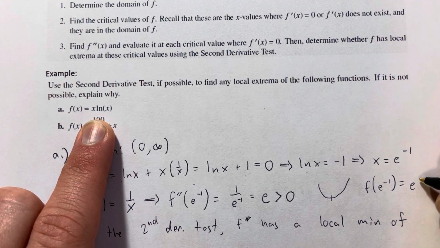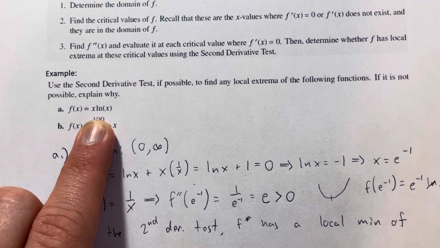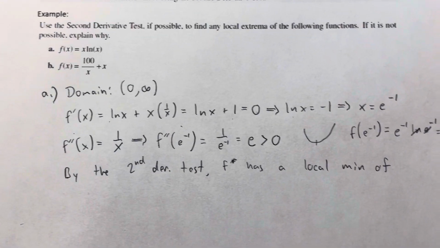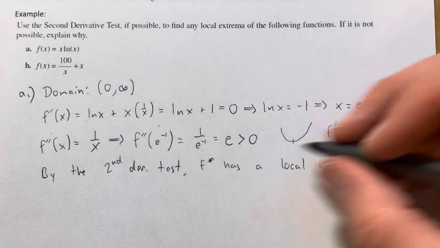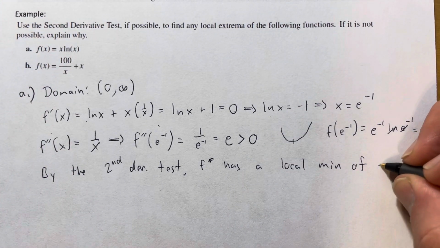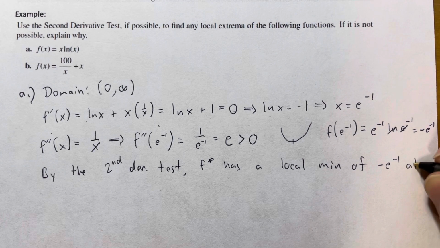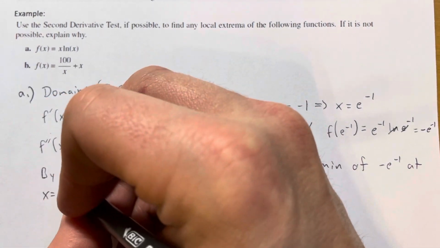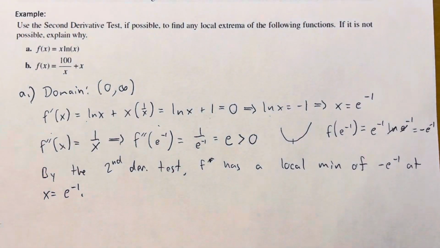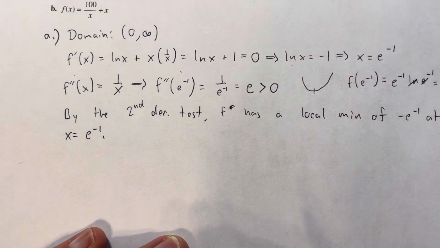So I would say it's equal to e to the -1 times the natural log of e to the -1. Remember, these cancel, and so I'm left with negative e to the -1. So that's the work that I used to get that local minimum. By the second derivative test, f has a local minimum of negative e to the -1 at x equals e to the -1. That's what we plugged in to find it.